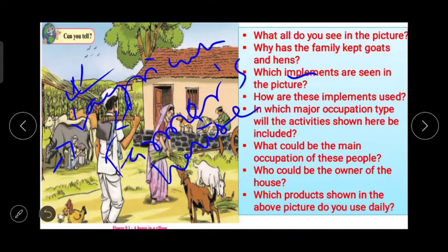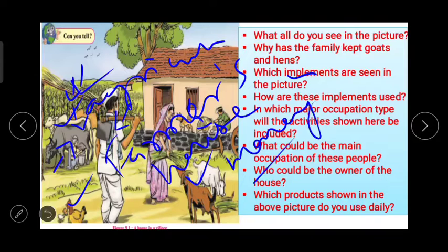A farmer keeps hens, here you can see, then sheep and goats and cattle. They are also seen in the picture. He gets milk, eggs, etc. from them, and he sells hens and goats to earn money. ये सब क्यों रखा है? To earn money. By selling these things he earns money. He does all these for his subsistence, and all these occupations depend on natural factors.